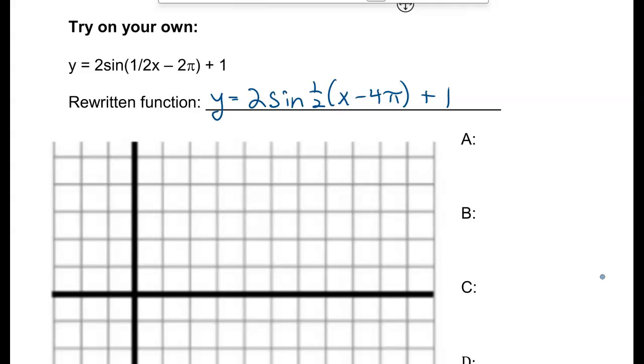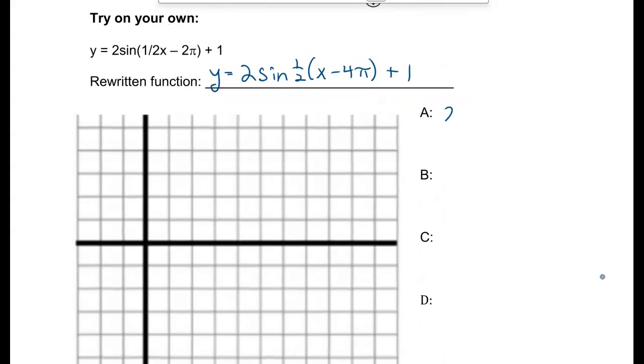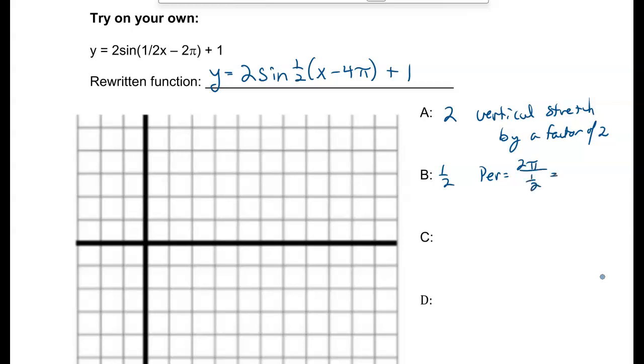All right. Guys, let's finish this one up real quick. What's A? 2. Which means a stretch by a factor of what? By a factor of 2. Okay, what's B? 1/2. But what we are looking for is the period. So 2 pi divided by 1/2. That's going to end up being 4 pi is our period.